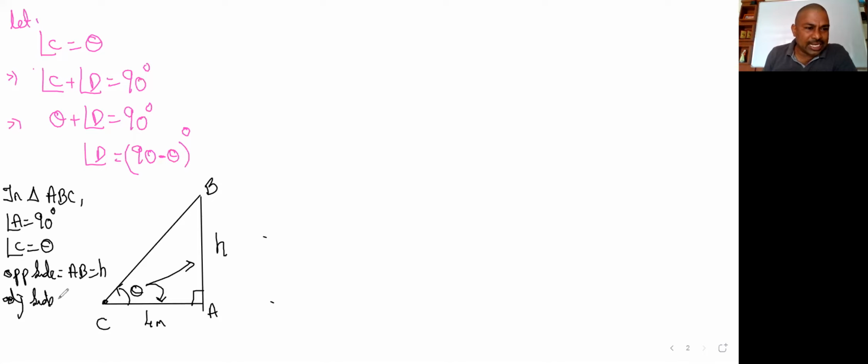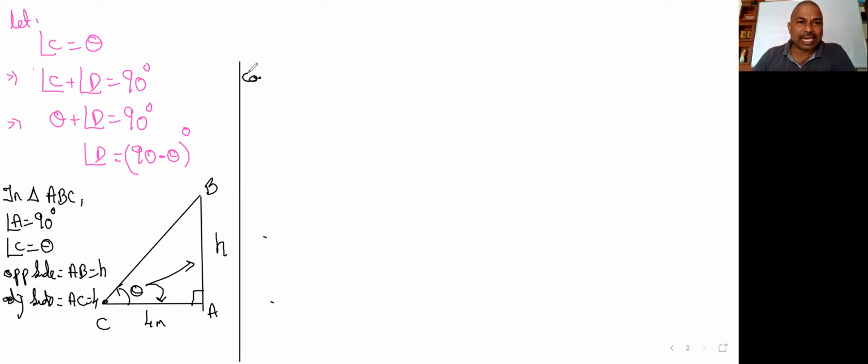What is the adjacent side here? AC. How much is the measurement? 4 meters. Can you please tell me what is the trig ratio which is connecting both opposite and adjacent? Tan theta. Let's take tan theta.